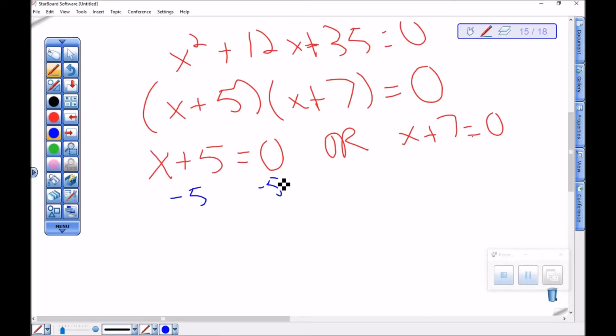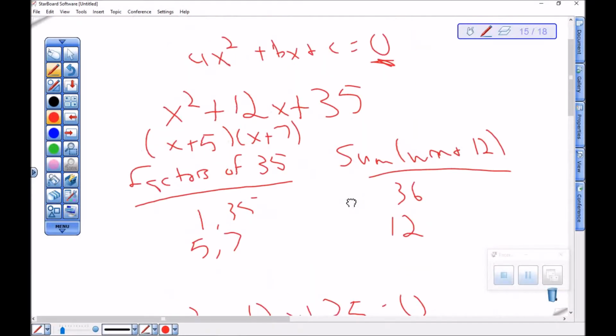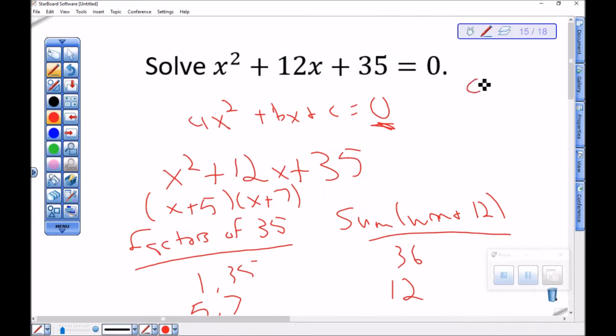Here, if I subtract 5 from both sides, I get x is equal to negative 5. And over here, if I subtract 7 from both sides, I get x is equal to negative 7. So negative 5 and negative 7 seem to be my solutions here. And let's check. Let's just do a quick mental check. So let's check negative 5. Negative 5 squared is positive 25. Negative 5 times 12 is minus 60 plus 35. That does equal 0.